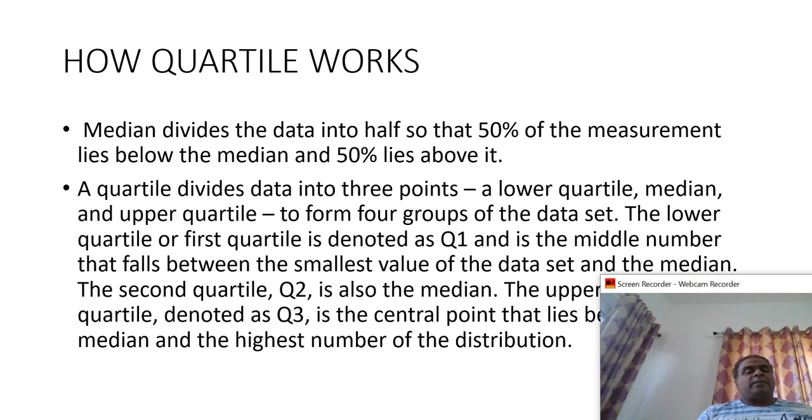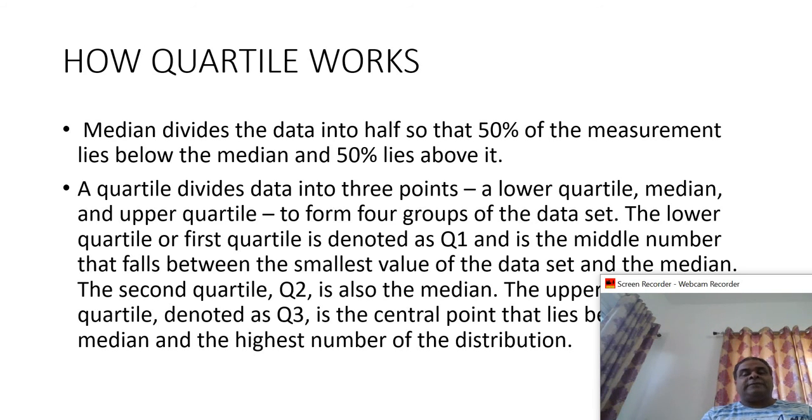But a quartile divides the data at 3 points. Actually, it divides the data into four groups. So, how many cuts will there be? A quartile divides the data at 3 points. But how many groups are formed? Four groups are formed. Three cuts will be there, and at that time, four groups will be formed.